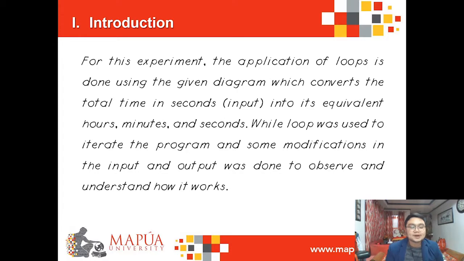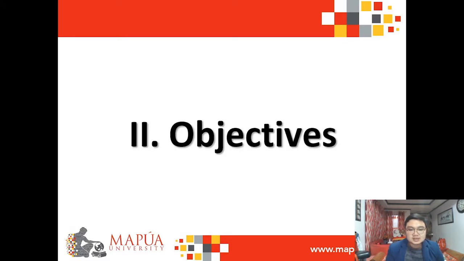For this experiment, the application of loops is done using the given diagram, which converts the total time in seconds, or the input, into its equivalent hours, minutes, and seconds. The while loop was used to iterate the program, and some modifications in the input and output were done, especially in parts 2 and 3, to observe and understand how it works. So next are the objectives.